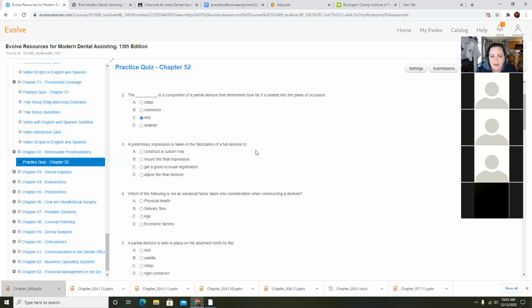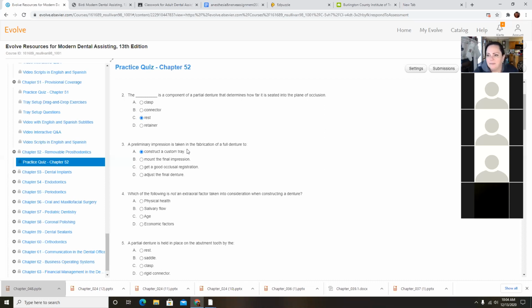Okay, so the preliminary impression is taken in the fabrication of a full denture to what? Construct a custom tray. Okay. All right. So the preliminary impression is only taken so we can make that custom tray to take the final or more specific impression. All right. And again, how many people are going to fit in that custom tray? One. One. How many people can fit in a stock tray?